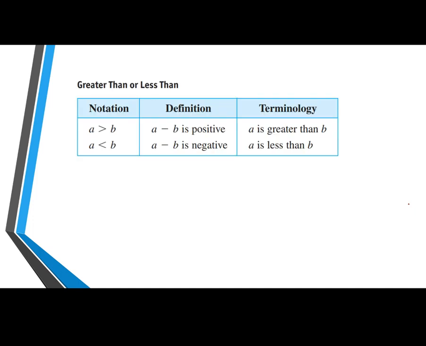Okay, so greater than or less than. Notation: A is greater than B. The definition is A minus B is positive. So A minus B is positive. Okay, A is greater than B. Terminology: A is greater than B. If the notation is A is less than B, then A minus B is negative. A is less than B.